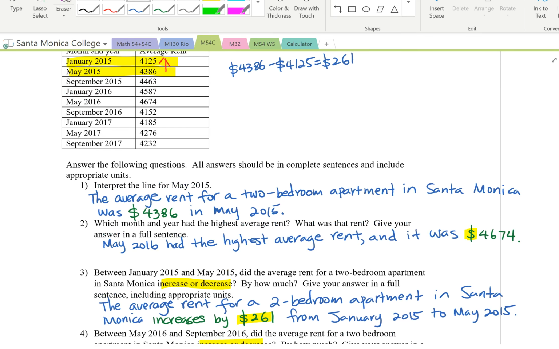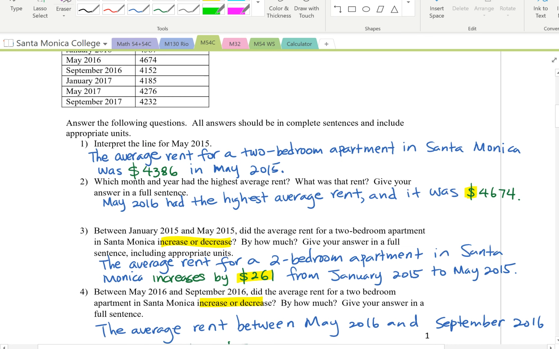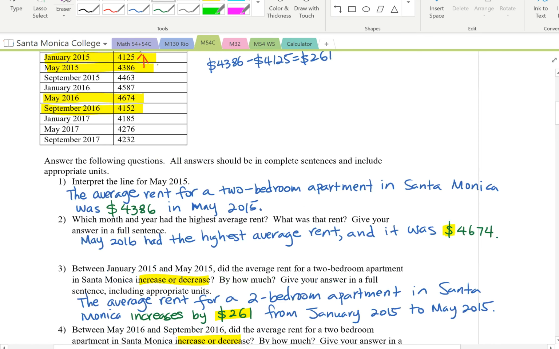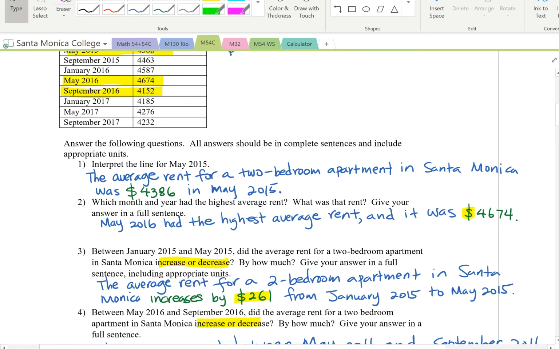Let's look at question number 4. Between May 2016 and September 2016, I want to highlight my numbers. Did the average rent for the two-bedroom apartment increase or decrease? Again, I noticed the number getting smaller, from 4,674 going down to 4,152. So there's a decrease right here. So how much did it decrease?